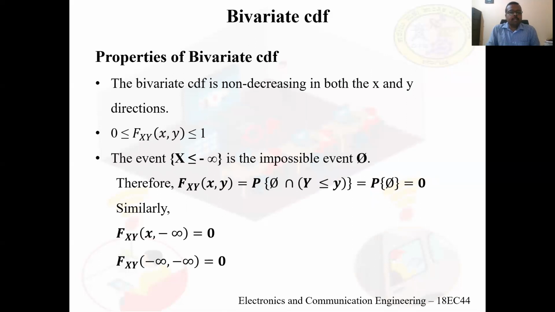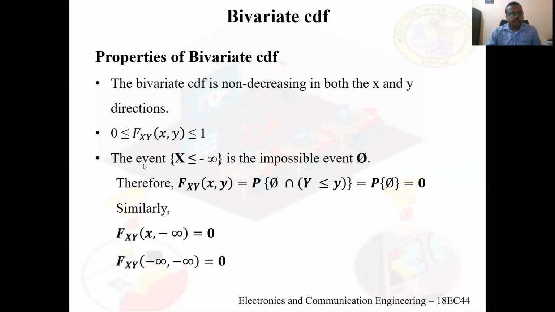Now we'll look at the properties of the bivariate CDF. The first property is that the bivariate CDF is non-decreasing in both the x and y directions. And the bivariate cumulative distribution F_XY(x, y) lies between 0 and 1.